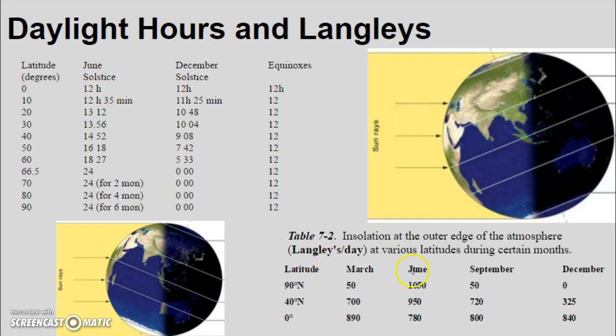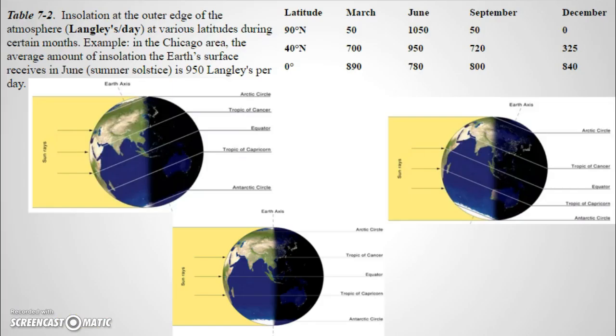So what we have going on here is we're trying to make sense of daylight hours and Langleys. The amount of insolation at the outer edge of the atmosphere, if it's completely being bombarded with sunlight, is going to have a much larger Langley value. For example, in the Chicago area, the average amount of insolation that the Earth's surface receives in June is 950 Langleys per day. But this changes as we move away from June toward the fall equinox. It decreases, eventually reaching its minimum in December, and then begins increasing again until it reaches its maximum.